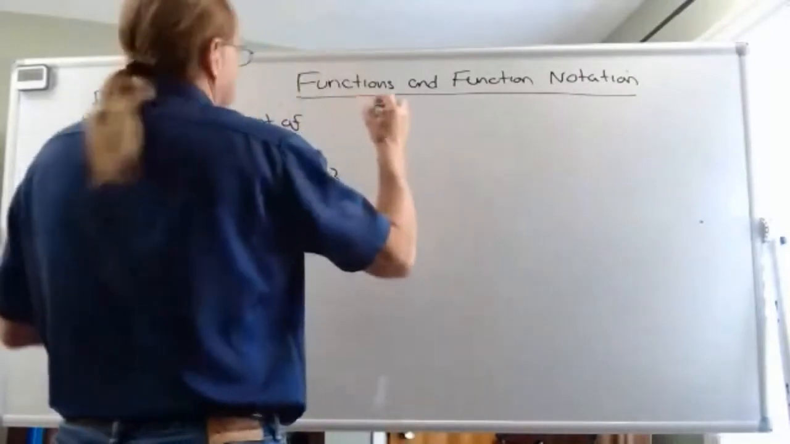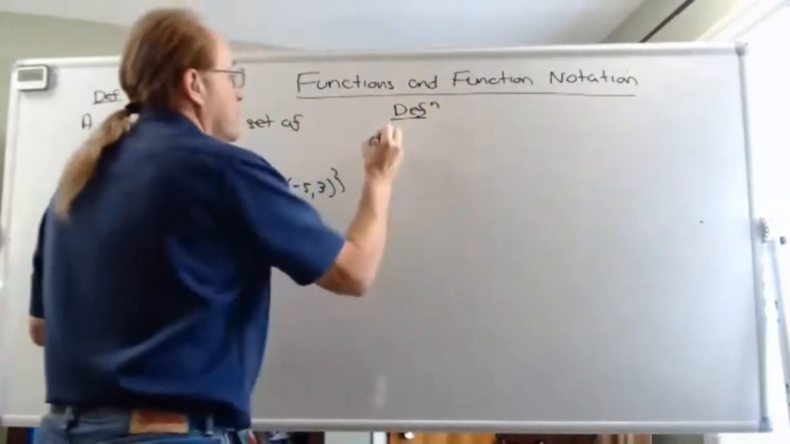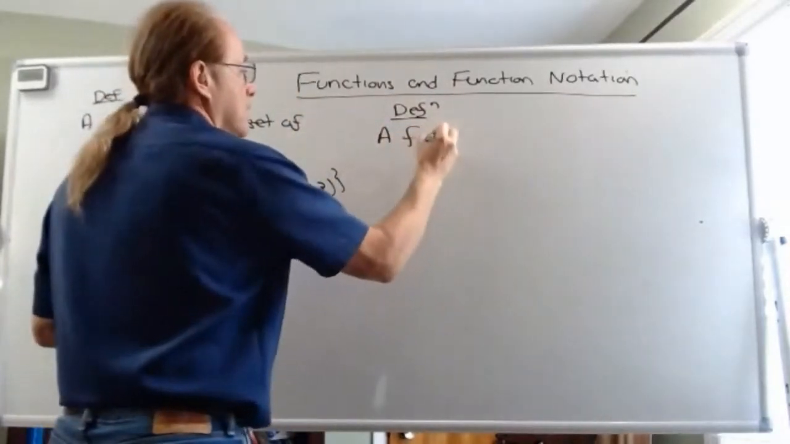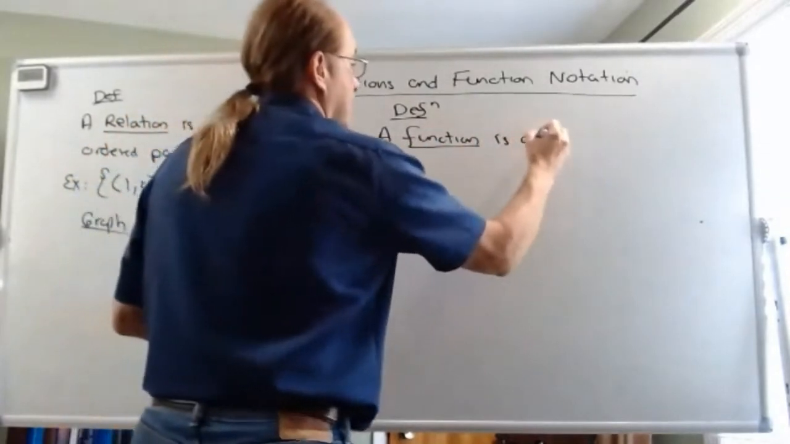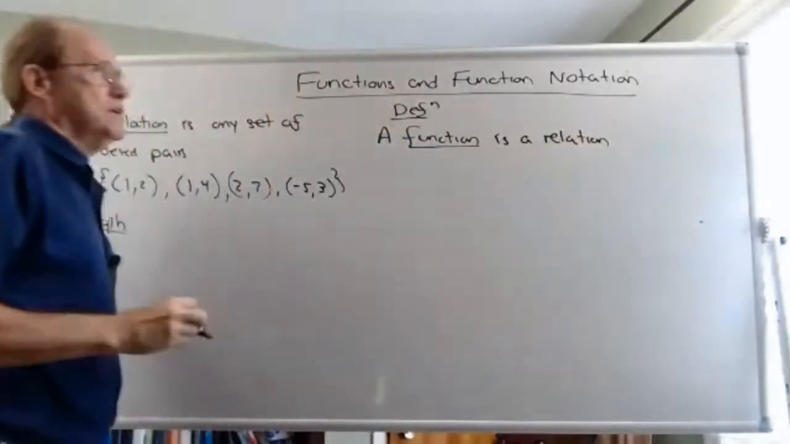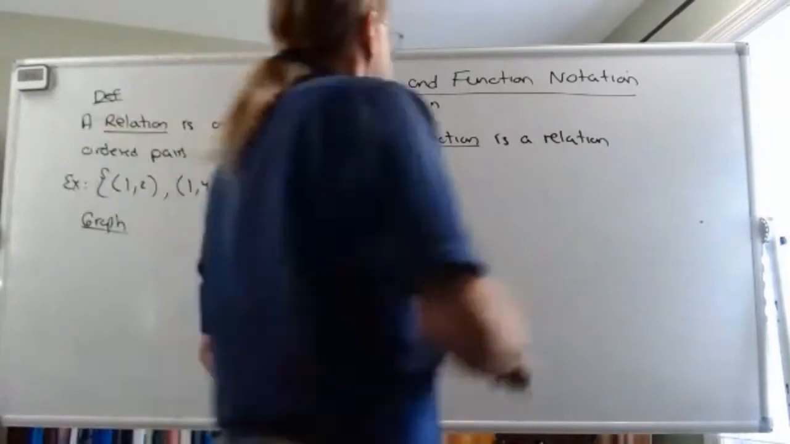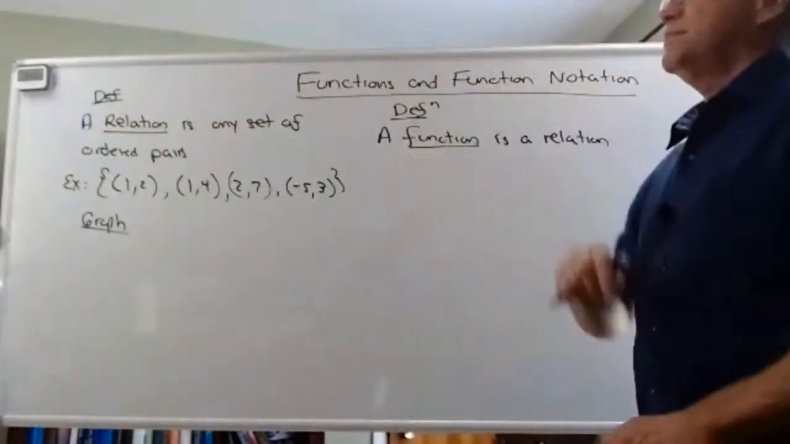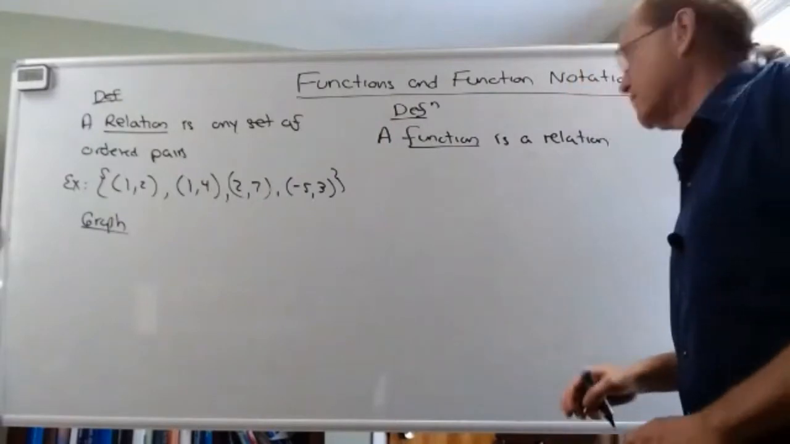So now another definition over here. So a function is a relation. So all functions are relations, but not all relations are functions. That's the first thing we're going to come across over here. Every function is, by definition, a relation. Not every relation is a function.